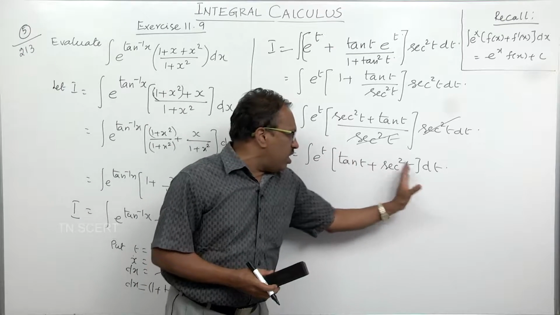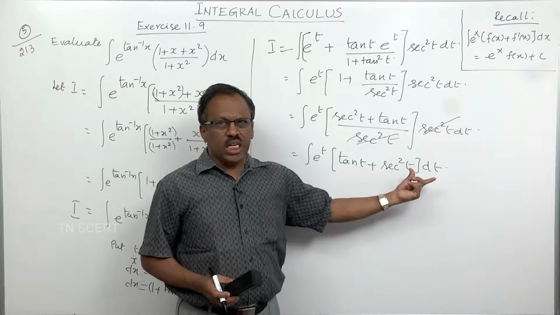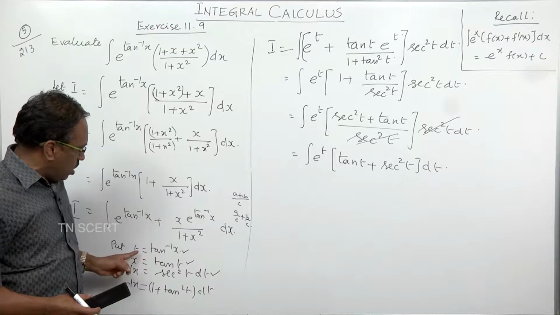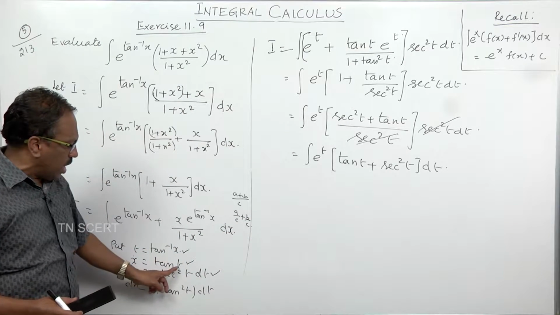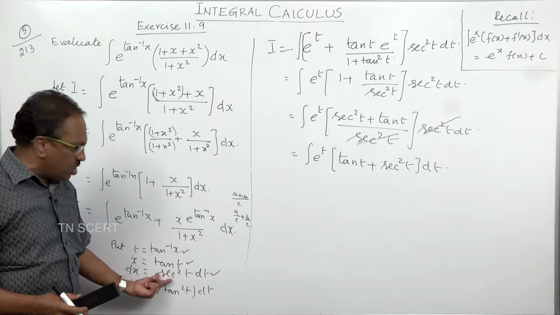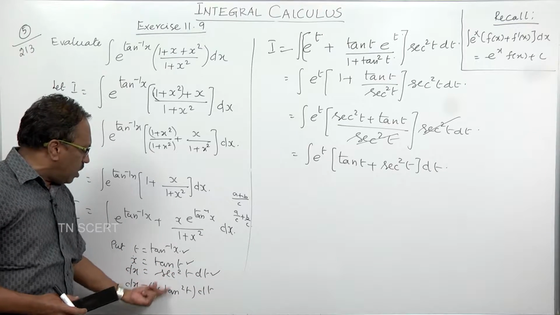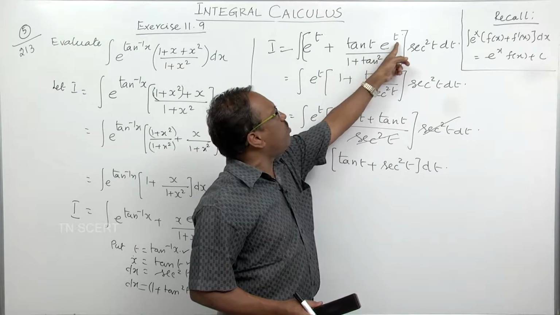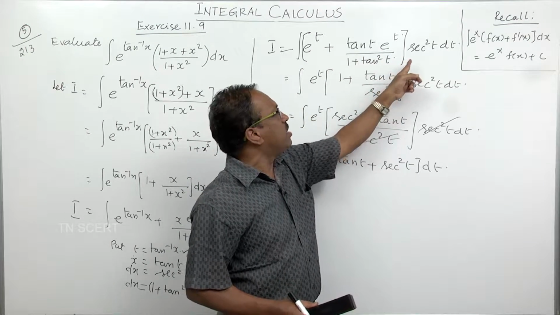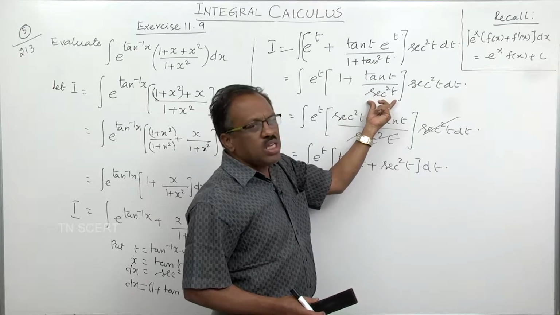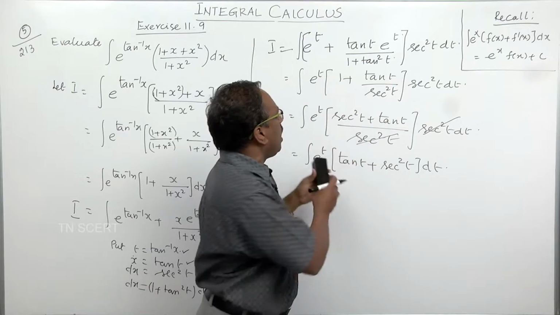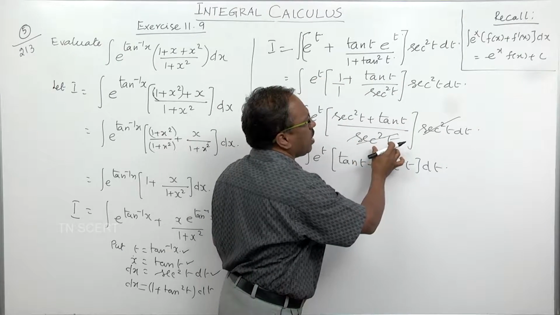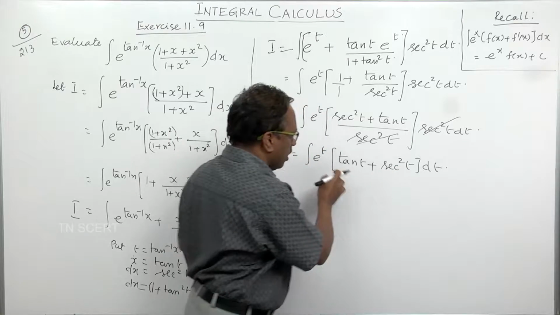So we have written everything in terms of t. Carefully do this stage: t is tan inverse x, x is equal to tan t, and the differentiation of tan t is secant square t dt. Secant square we can write as 1 plus tan square t. So e power t tan t, e power t, 1 plus tan square t. 1 plus tan square t is secant square t when you take the LCM. So secant square t plus tan t by secant square t, these two get cancelled like this.